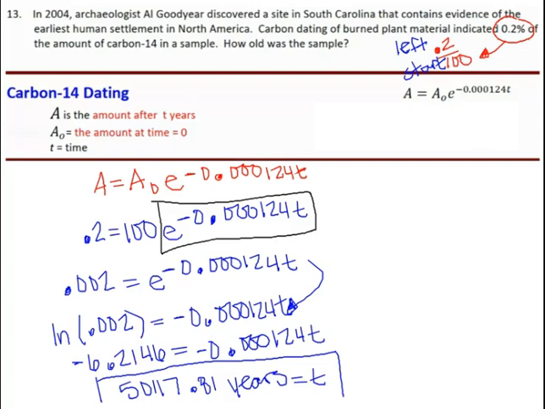Alright, let's see how we did on this last one. This one can be kind of tricky. Not sure if you caught what was going on here with the percentage, but let's go ahead and talk through this one. In 2004, archaeologist Al Goodyear discovered a site in South Carolina that contains evidence of the earliest human settlement in North America. Carbon dating of burned plant material indicated that 0.2% of the amount of carbon-14 was left in the sample. So we're trying to figure out how old this evidence of the oldest human in North America is.